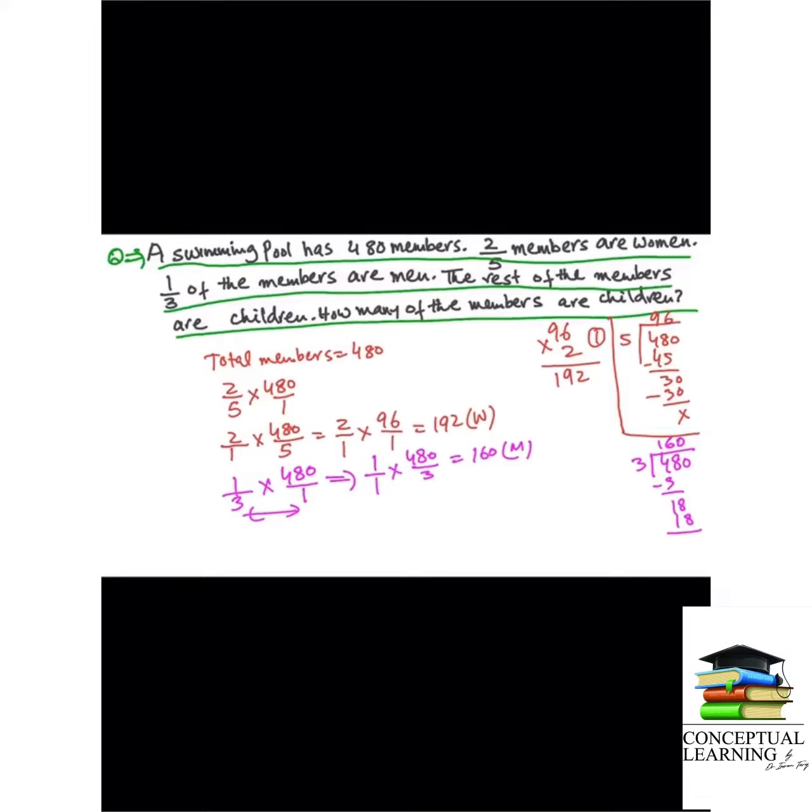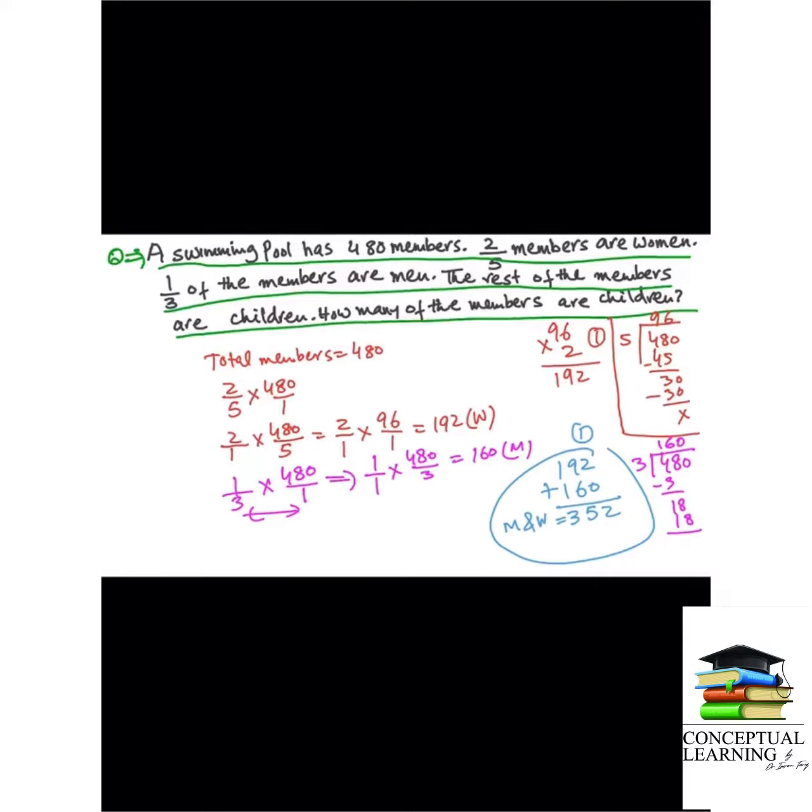Okay, now we can use a different color. We can add up together men and women: 192 add 160. So 2 plus 0 is 2, 9 plus 6 is 15. Carry 1. 1 plus 1 is 2. 2 plus 1 is 3. So 352 altogether. 352 altogether are men and women. So men and women is 352.